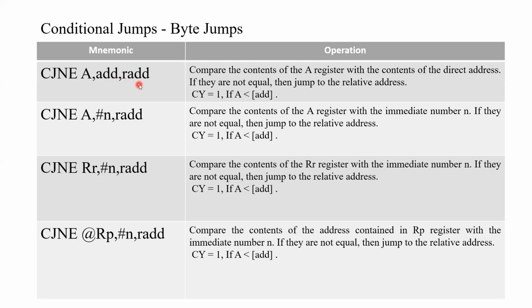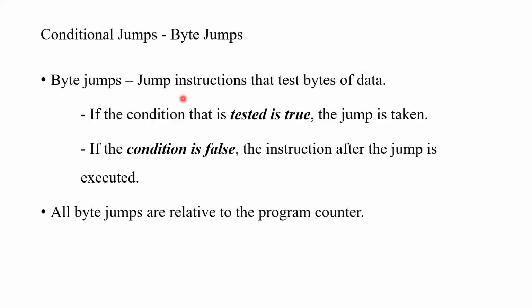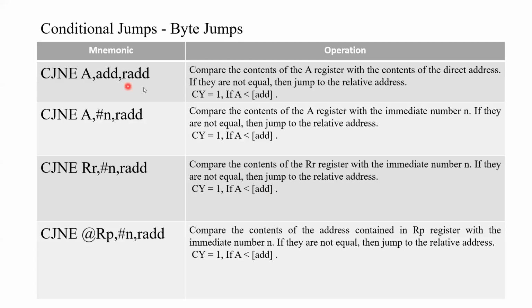Because it is a relative address, with a relative range. That's the reason we have written it as RADD. Here we have written that all byte jumps are relative to the program counter, which is why it is written as RADD. Compare the contents of the A register with the contents of the direct address. If they are not equal, jump to the relative address. And because of this comparison, the carry flag will be set if the contents of A are less than the contents of this direct address.